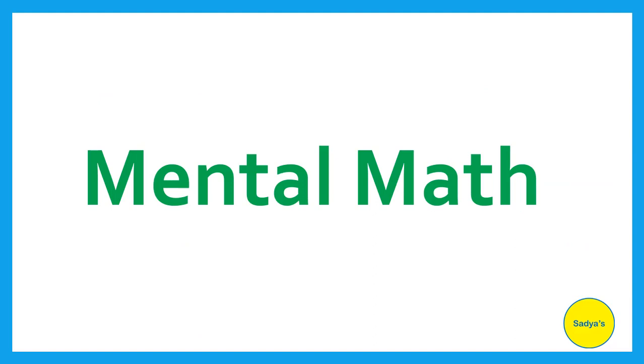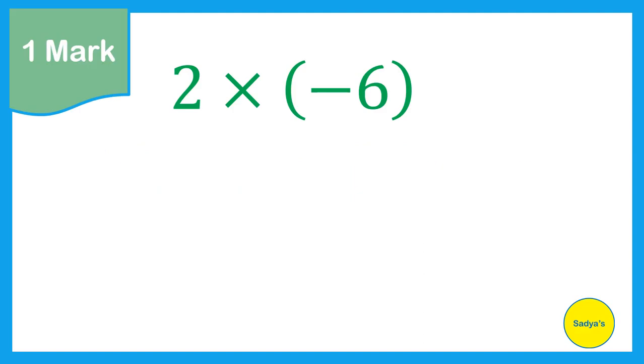Let's have a quick mental math competition. I'll be asking you some questions. Each question carries 1 mark. So let's see how many marks you get. First question is 2 times negative 6. What do you think it is? The answer is negative 12. If you calculated it correctly, award yourself 1 mark.